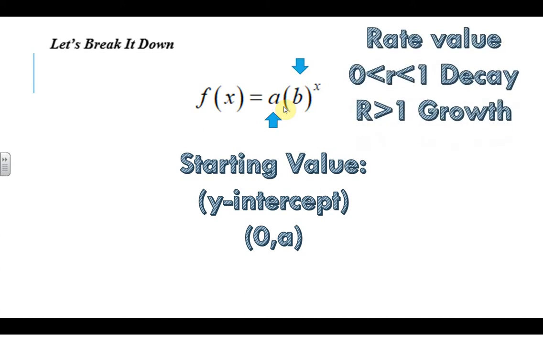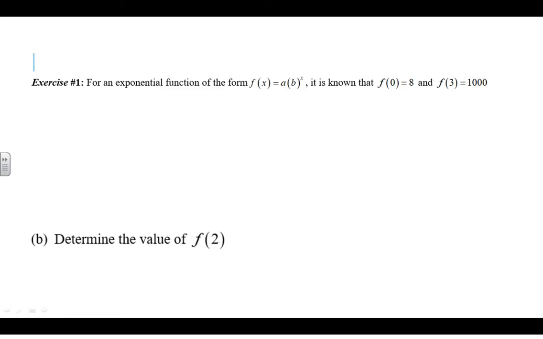Okay? Rate value. So this is your decay or your growth. This value, this b, I know it says r here because we're talking about the rate, that's what b represents. If this value is in between 0 and 1, meaning it's a positive fraction, this means it's a decay. So it's going down. If it's greater than 1, it means it's growth because it's going to be exponentially increasing. Okay? So breaking it down, you can tell a lot about an equation.